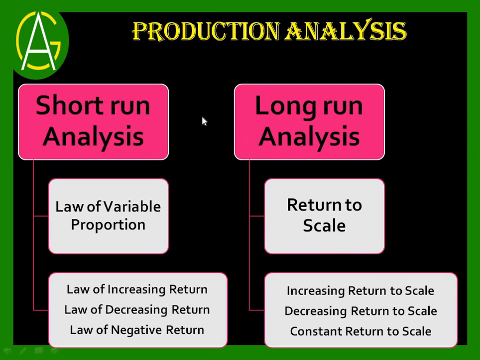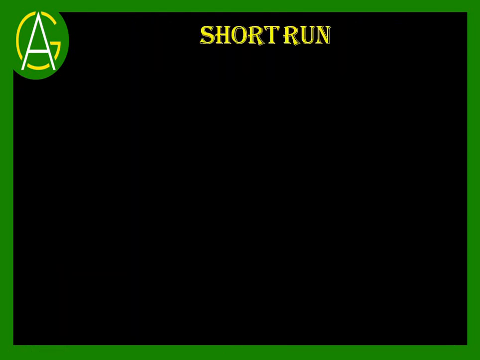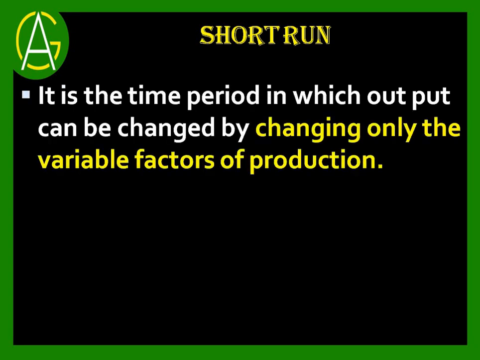Now before we learn what we mean by law of variable proportion and return to scale, we must understand what is a short run and what is a long run. On the basis of this understanding of short run and long run, we'll be able to understand law of variable proportion and return to scale. So let us first understand what is short run. Now in economics, short run or long run are not defined on the basis of time period. They are not defined on the basis of calendar time or clock time, but on the basis of factors of production. Let us understand.